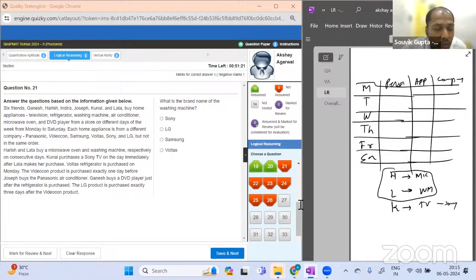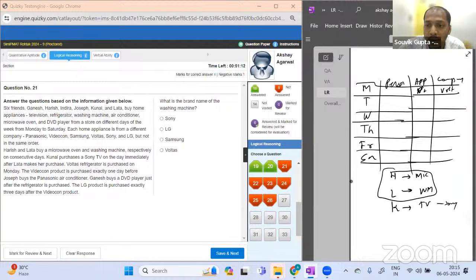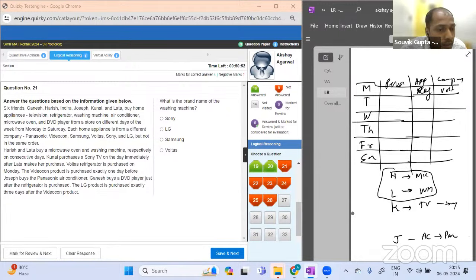Then next is Voltas refrigerator is purchased on Monday. Monday, Voltas refrigerator. Videocon product is purchased exactly one day before Joseph buys Panasonic air conditioner. So Joseph has the Panasonic air conditioner, AC Panasonic, and one day before that I need the Videocon product. So Videocon. Okay, so again that can't fit here.